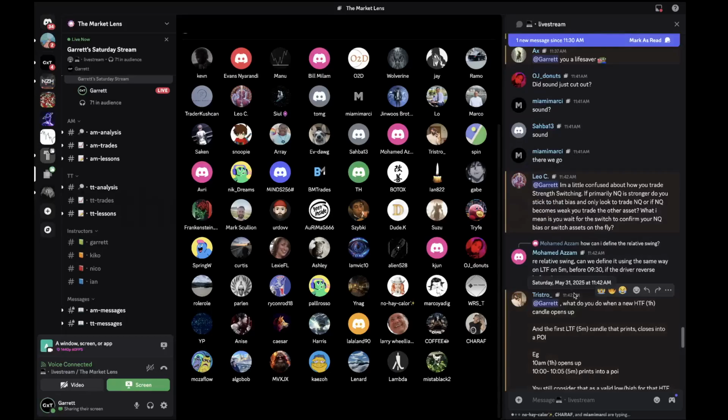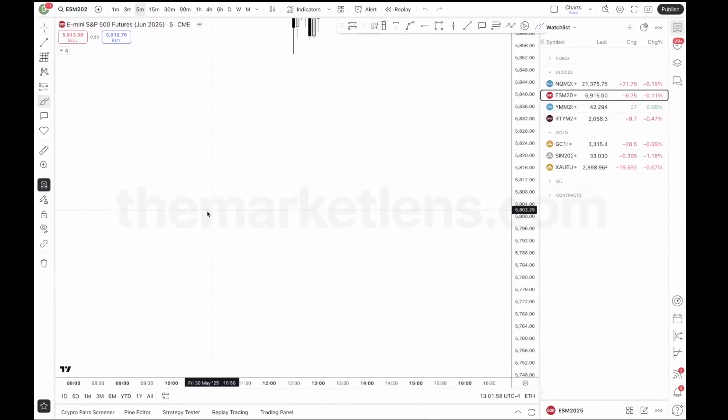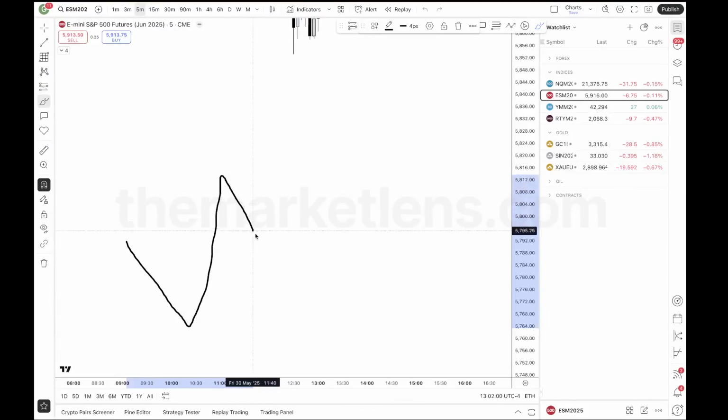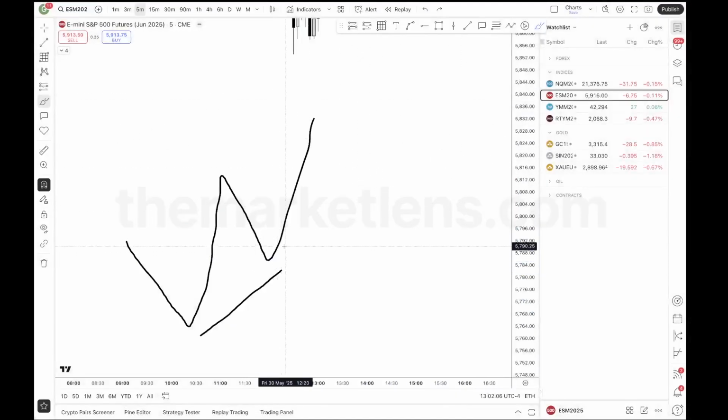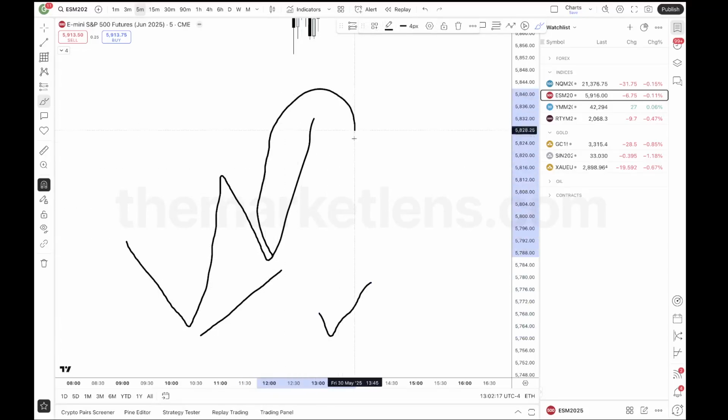I'm a little confused about how you trade strength switching. If primarily NQ is stronger, do you stick? Yeah, so if NQ is strong, like let's say there's a high time frame SMT, right? I'm still going to trade this here, even if it momentarily switches to the weaker asset, right? All that the momentary switching to the weaker asset is doing is just a trigger for the other assets to also expand in the same direction, because that's all this asset needs.